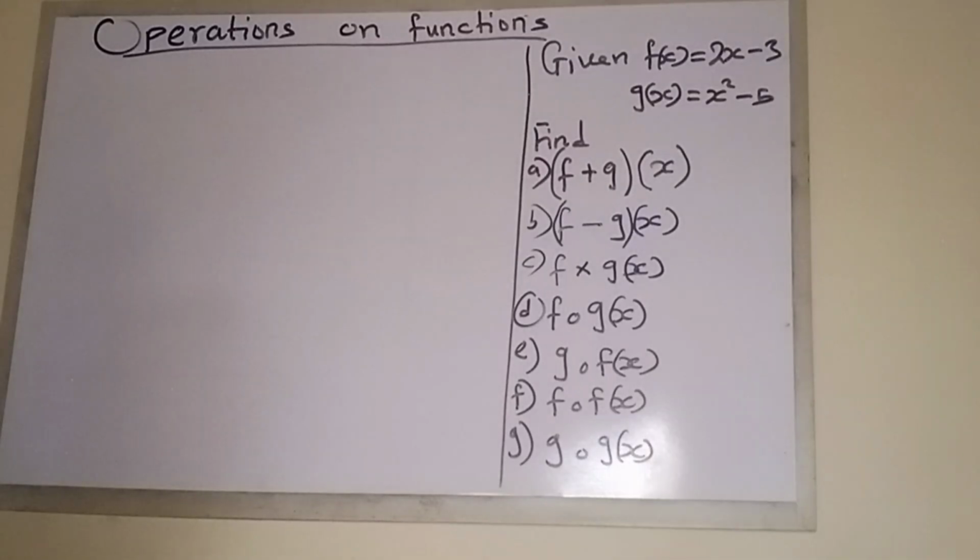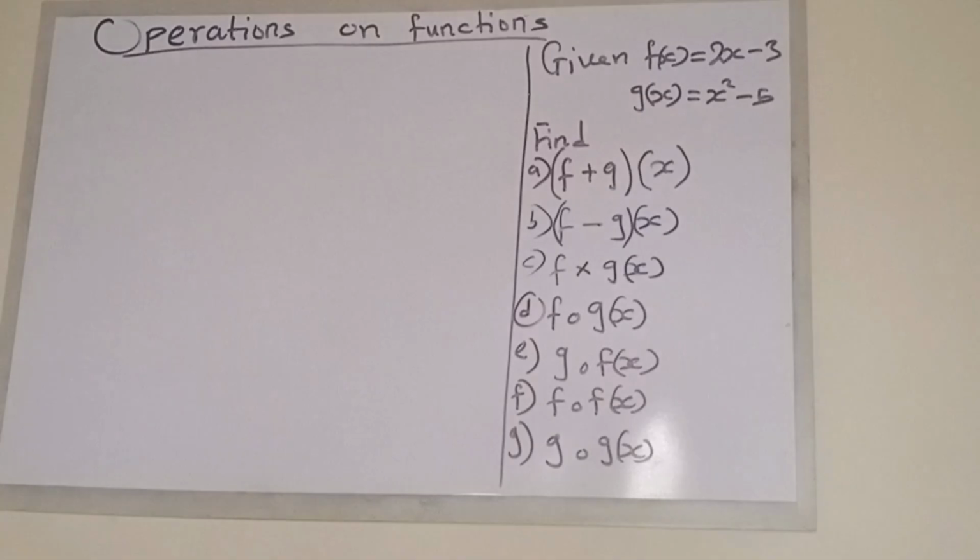The question says that given f of x is equal to 2x minus 3 and g of x is equal to 2x squared minus 5, find f plus g of x, f minus g of x, f multiplied by g of x, and the composites f of g of x and g of f of x. So let's take question number one.